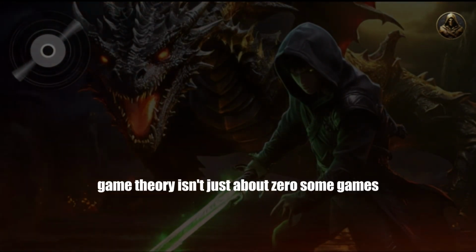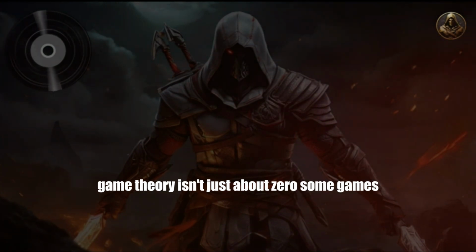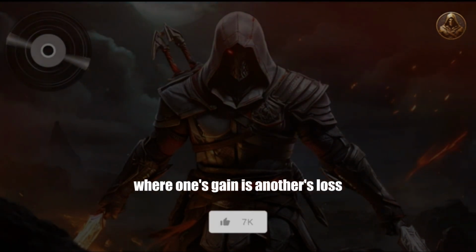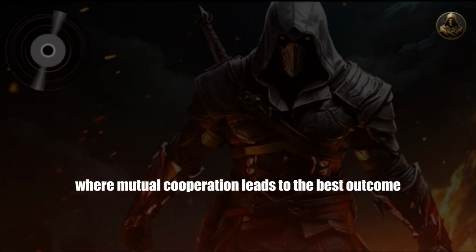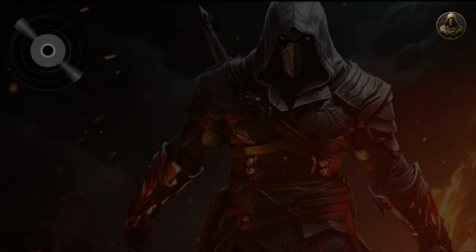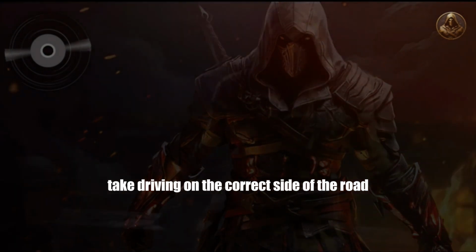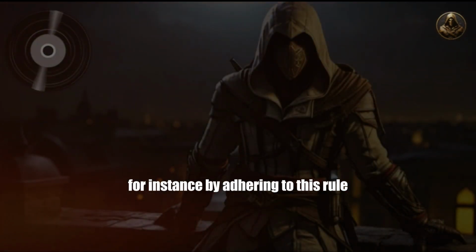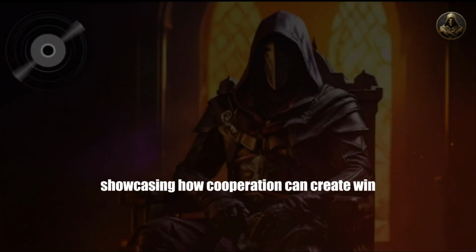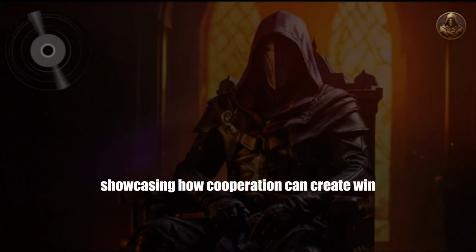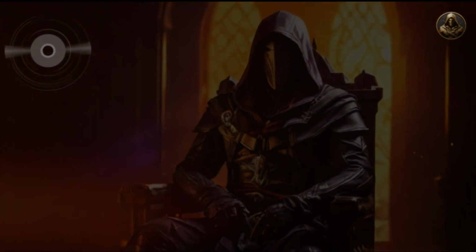Game theory isn't just about zero-sum games, where one's gain is another's loss. It also explores scenarios where mutual cooperation leads to the best outcome. Take driving on the correct side of the road, for instance. By adhering to this rule, everyone benefits, showcasing how cooperation can create win-win situations.